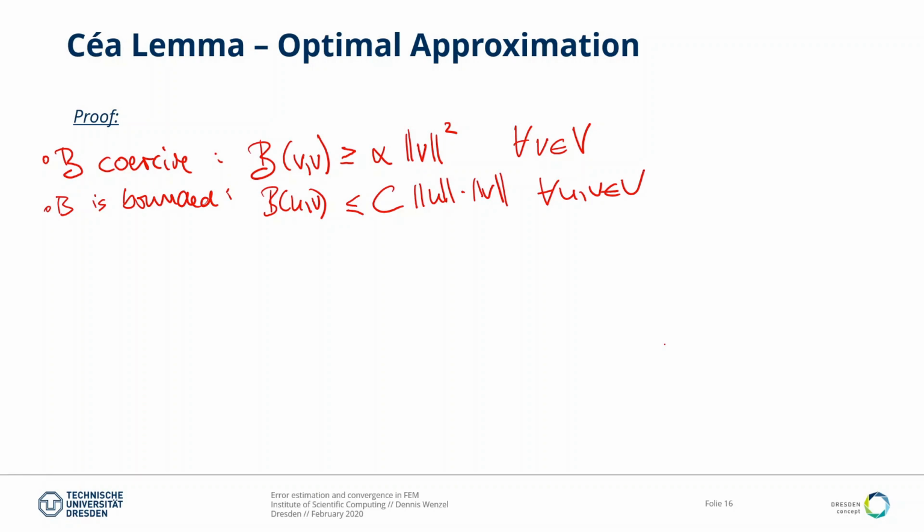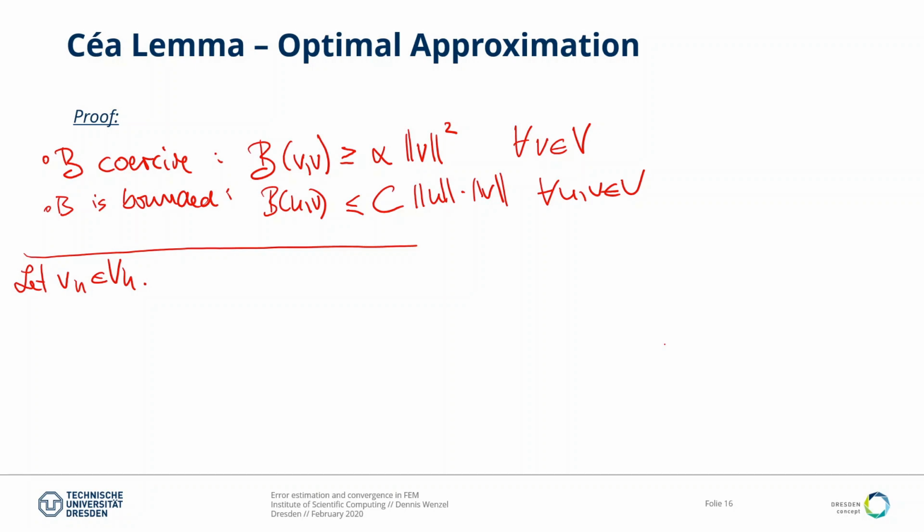Okay, and now we can start by simply computing our result. And for this, I'm again taking some arbitrary function VH out of my space. And I'm starting with the coercivity. I'm starting on the left-hand side with something that doesn't even involve VH.